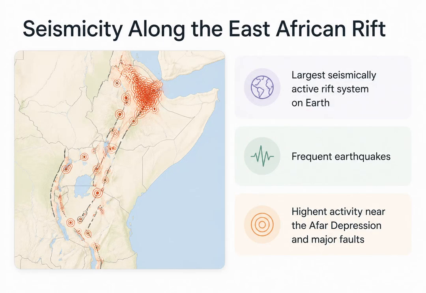Alongside volcanism, the East African Rift is currently the largest seismically active rift system on Earth. The continuous stretching and faulting of the continental crust generate frequent earthquakes. The majority of these seismic events, and particularly the largest earthquakes, are concentrated near the highly active Afar Depression and along the major fault lines that define the edges of the Rift Valley.